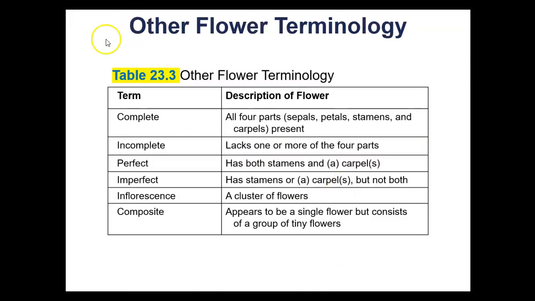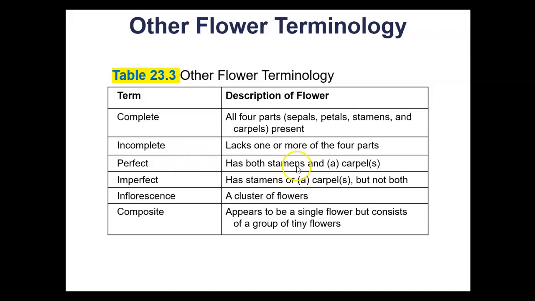And here's some flower terminology. If we call it complete, it has all 4 parts: sepals, petals, stamens, and carpels. It's incomplete if it lacks 1 or more of the 4 parts. So if it's only a male flower or only a female flower, we would also call it incomplete.